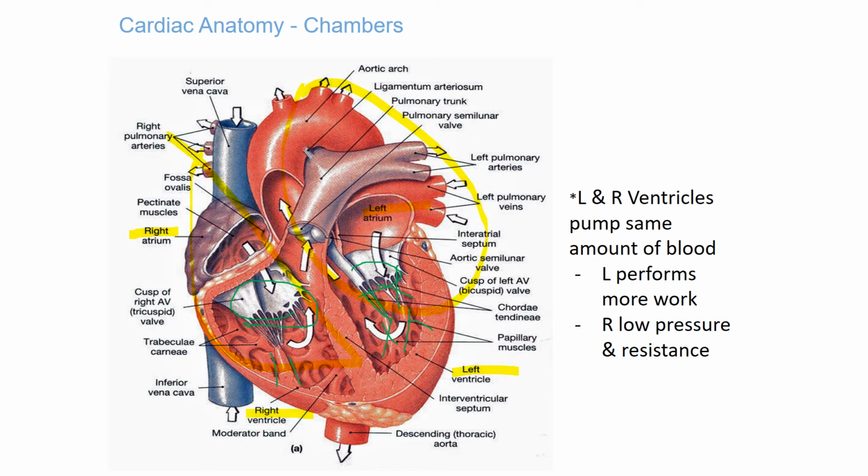A big thing too is that the left and the right ventricles pump the same amount of blood. However, the left side performs more work because it is pumping out blood to our systemic circuit, whereas the right side has less work because it has less resistance and less pressure, because it's going out to the pulmonary circuit.